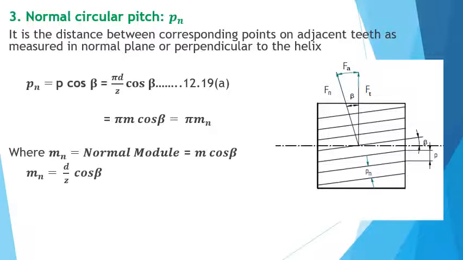So here again, mn is nothing but m cos beta, or we can write it as d by z cos beta. Therefore, the number of teeth in case of helical gears can be represented by an equation, that is z equals d cos beta over mn. So this equation is available in equation number 12.19d.